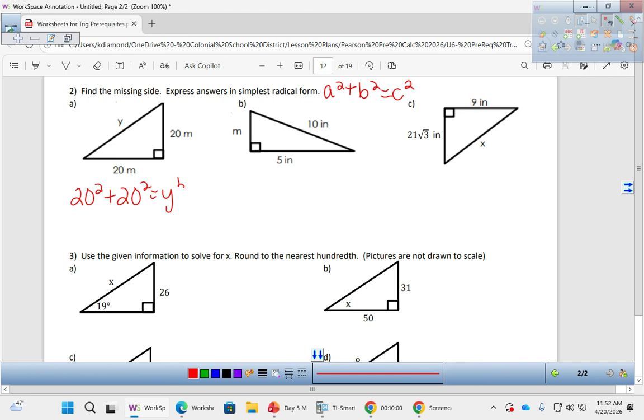So just to kind of save myself some space, I'm just going to do 20 squared plus 20 squared in one step. Well, 20 squared is 400, so I end up with 800 equals y squared. So the square root of 800 equals y. I'm going to see if I can simplify that. So I'm going to do 800 divided by x, and I'm looking for a perfect square that goes into 800. 400 is a perfect square, so I can do root 400 root 2 equals y, or 20 root 2.